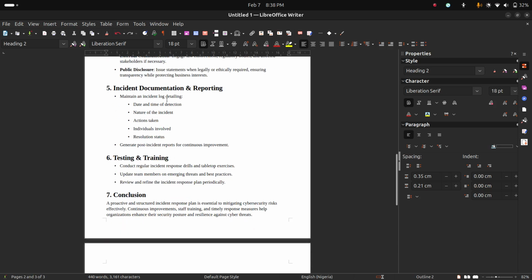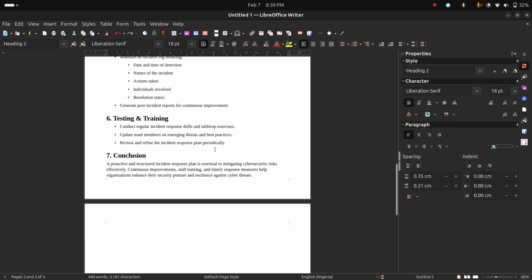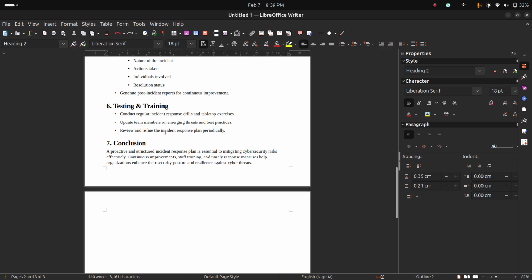We have to maintain an incident log detailing the date and time of detection, nature of the incident, actions taken, individuals involved, and resolution status. Next is to generate a post-incident report for continuous improvement. Then the next is testing and training. We have to conduct regular incident response drills and tabletop exercises for the team, update team members on emerging threats and best practices, and review and refine the incident response plan periodically.